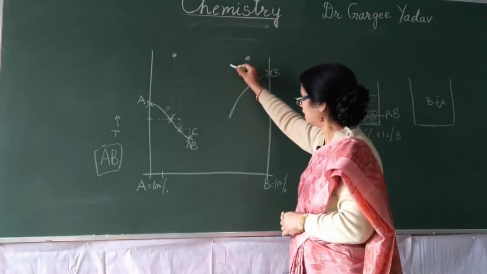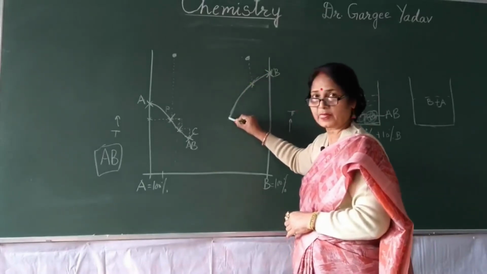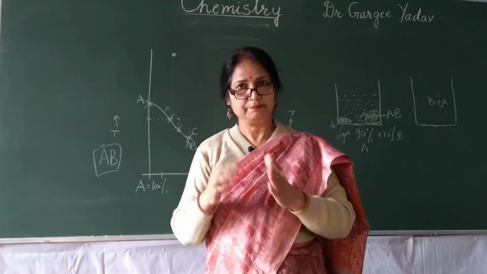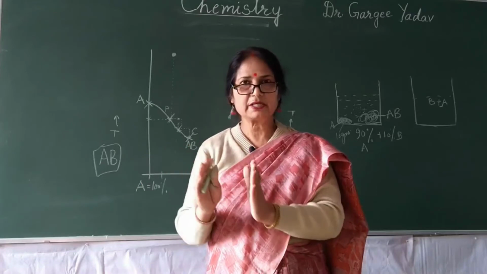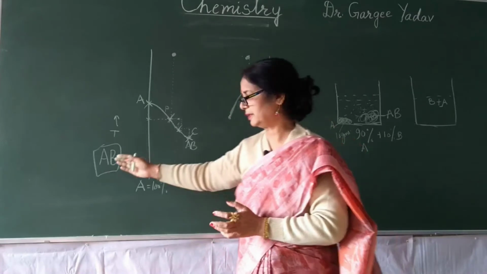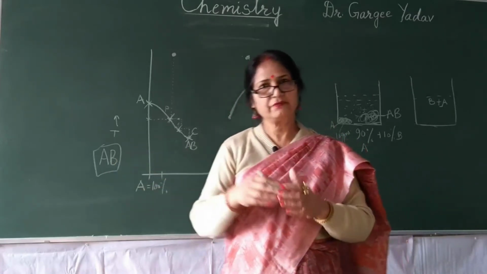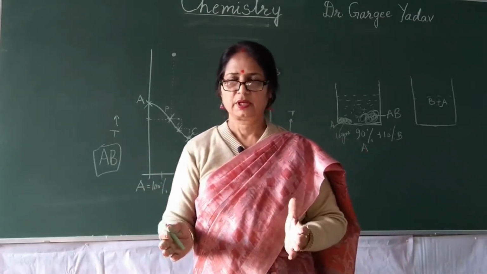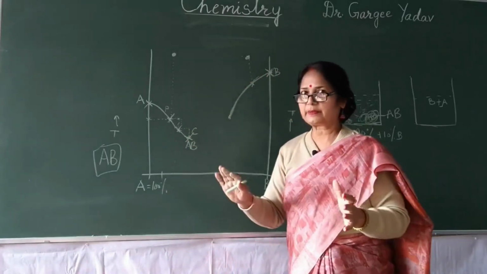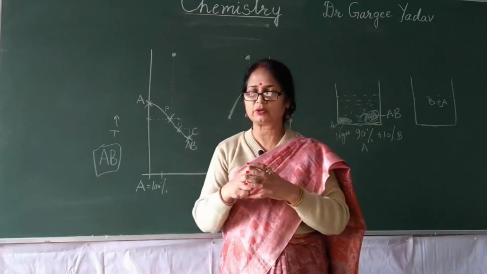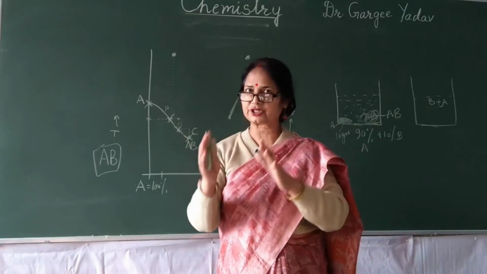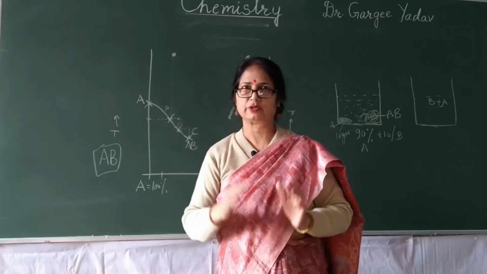Now a point will come when A and B will not separate, but a compound formed by A and B, let it be AB, the compound formed will start separating. Now not only B will separate, just as we saw here that not only A will solidify, the compound AB, which is formed due to the reaction of A and B, also starts to separate.